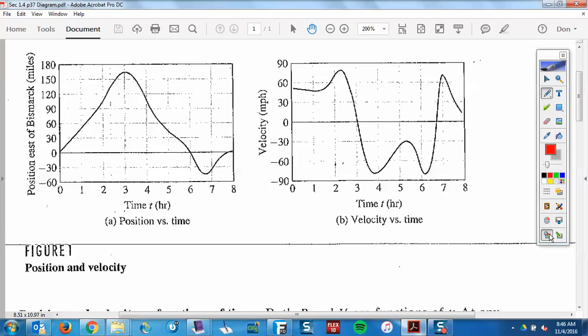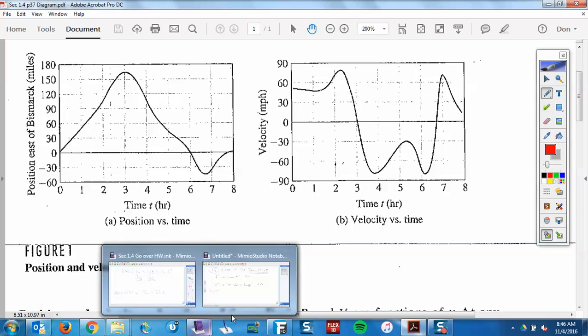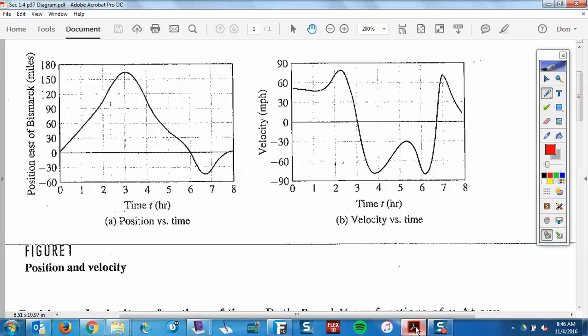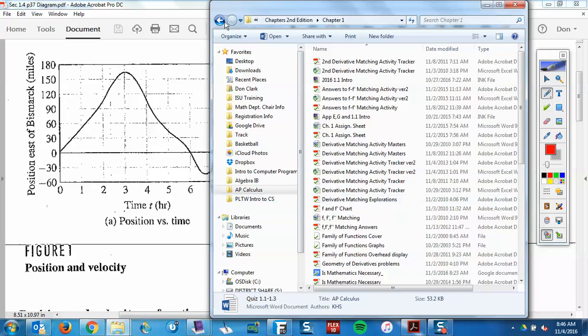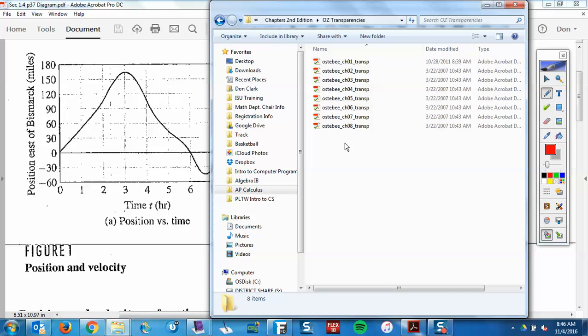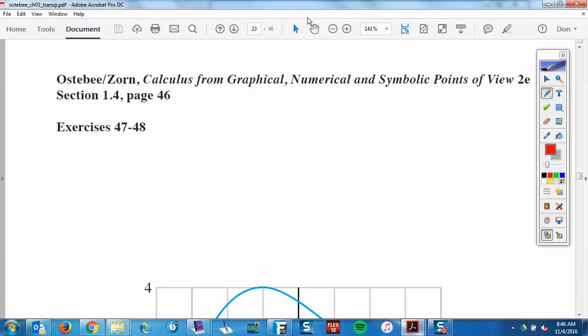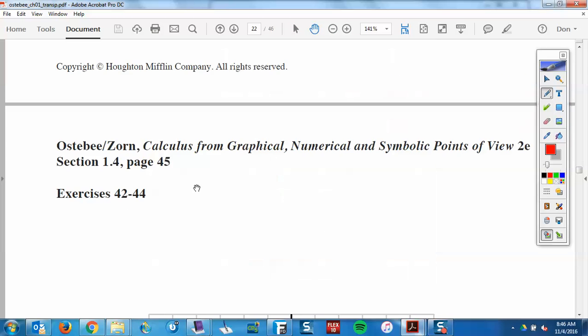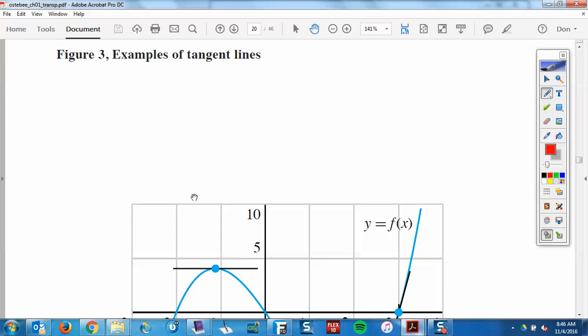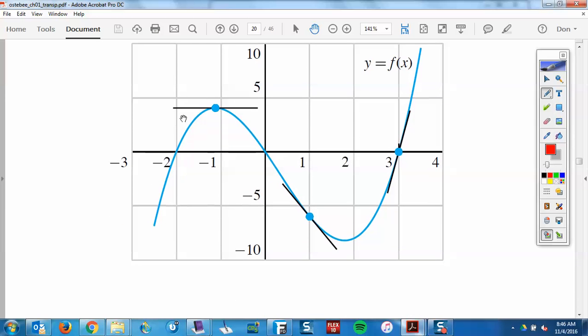Okay, now let's turn to page 40. So on page 40, it talks about slopes as tangent lines. Let me see if I have... No, I don't. Let me pull that up. Okay. So there's a nice graph here of tangent lines, and they do a nice job.